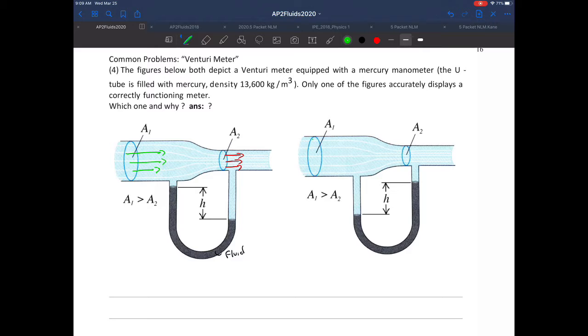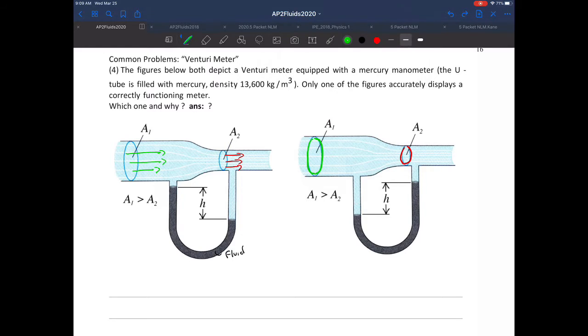So the question is, given the large area to small area switch, would you see the fluid have a higher right side or a higher left side? So let's go through and figure out the details of the problem so we can decide which picture is correct.